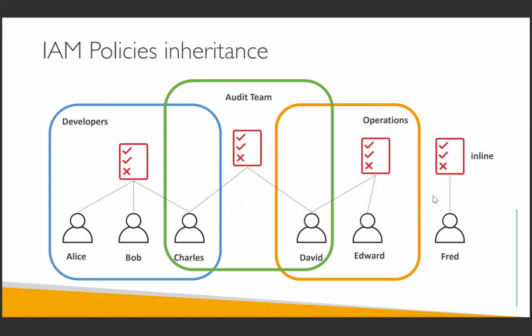Hello guys, so today we are going to discuss IAM policies. In this diagram you can see we have a group of people, Alice, Bob and Charles. They are in the development team, so they are basically developers. Suppose we want to give access to the AWS resources which are required by developers only, then we will assign an IAM policy to this developer group.